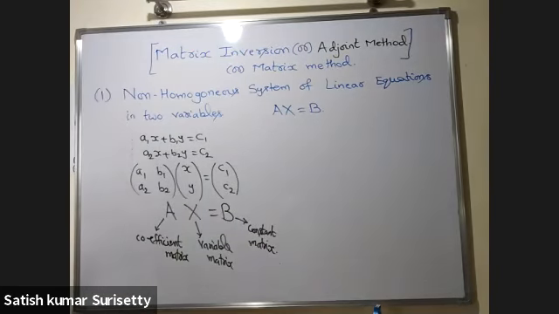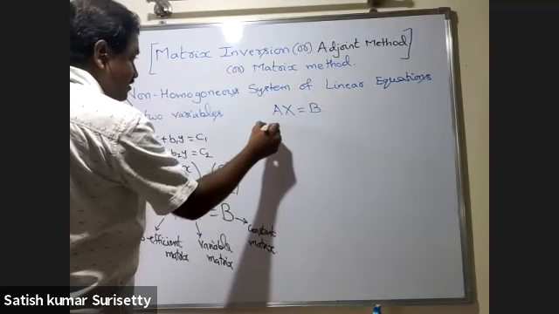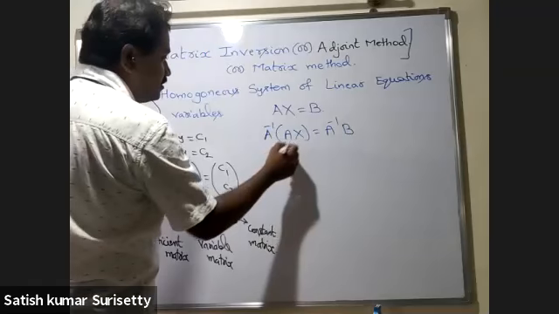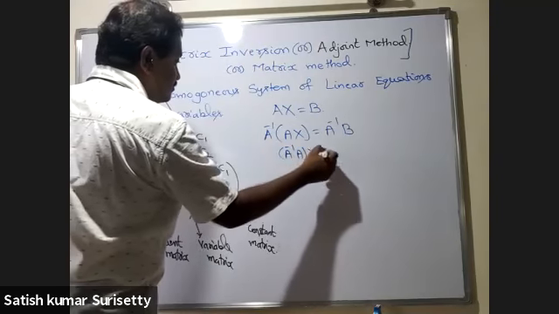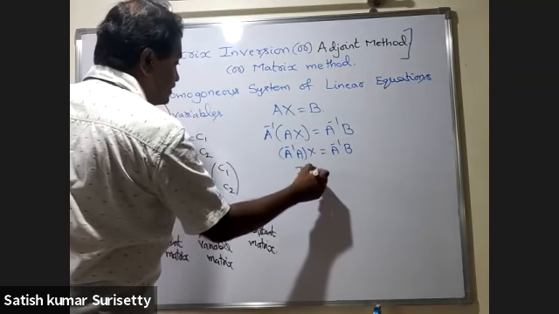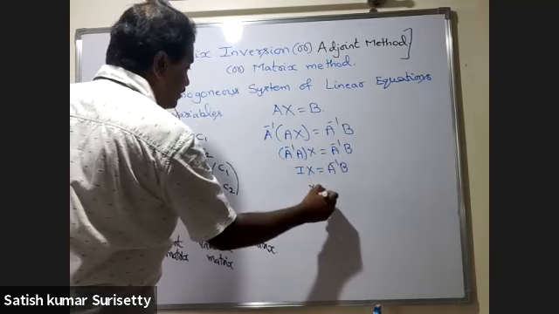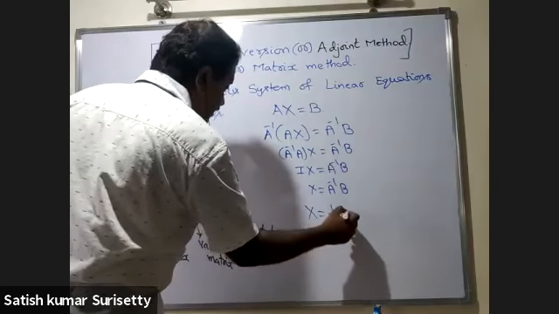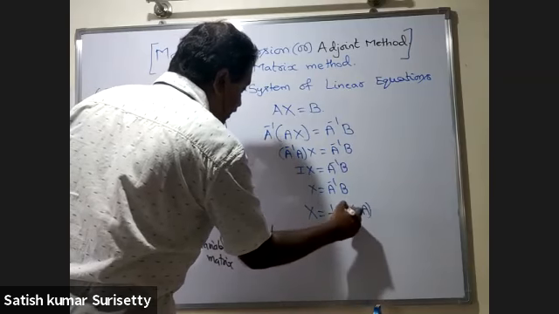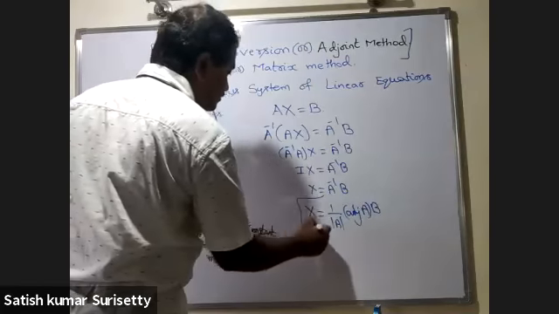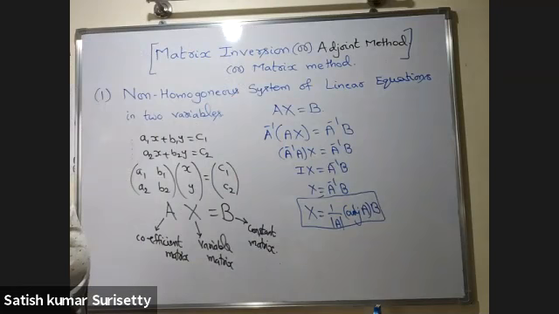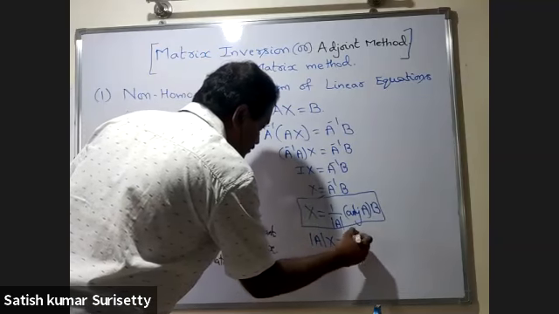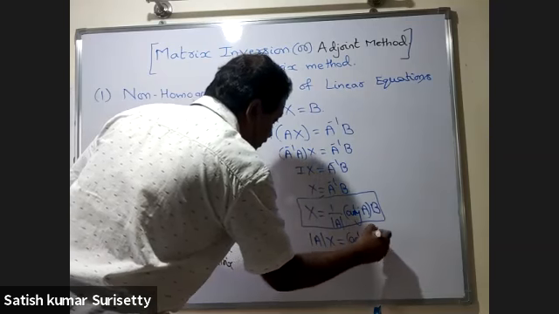Now, if I multiply with A inverse on both sides, A inverse into AX equal to A inverse into B. A inverse into A is the same as I. So IX equal to A inverse B. That means X equal to A inverse B. But A inverse formula is 1 upon determinant of A into adjoint of A into B. Or you can rewrite as determinant of A into X equal to adjoint of A into B also.